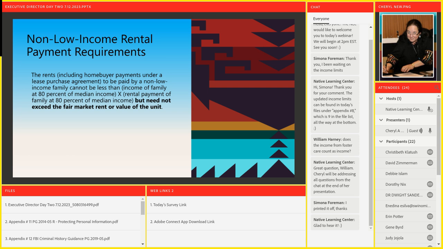You have to pick one or the other. You can't charge one fair market and use the calculation for somebody else. That's one thing HUD wants to see is consistency in everything you do, okay?